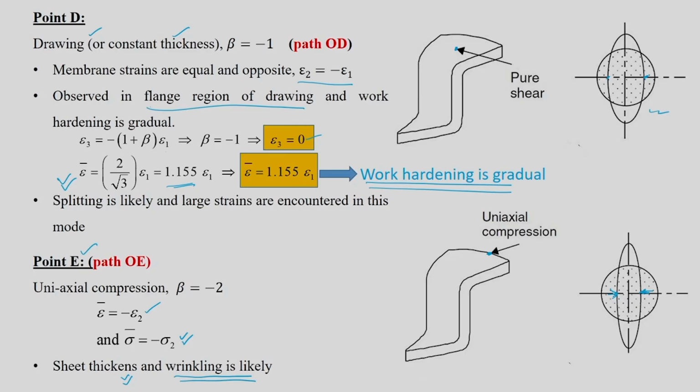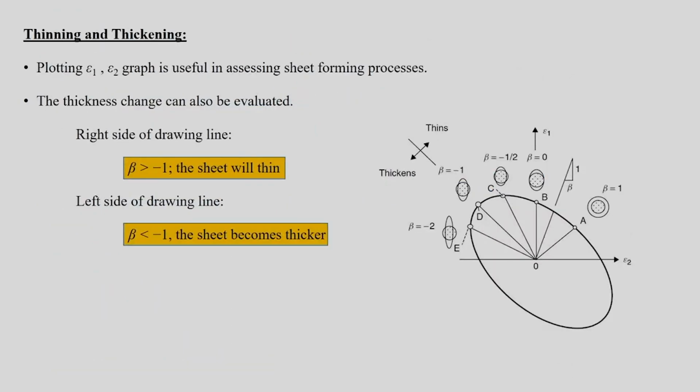So in plane, right, what will happen? Now the sheet will try to move up out of plane, which is what you call wrinkling on the flange region, which is a defect. That's why you provide sufficient blank holding force to suppress it. So that will happen here. These are the 5 important modes of deformation, beta or alpha you can say.